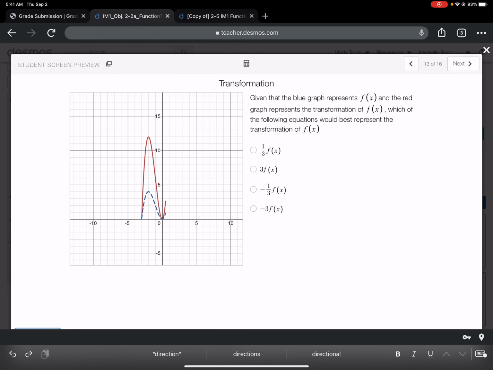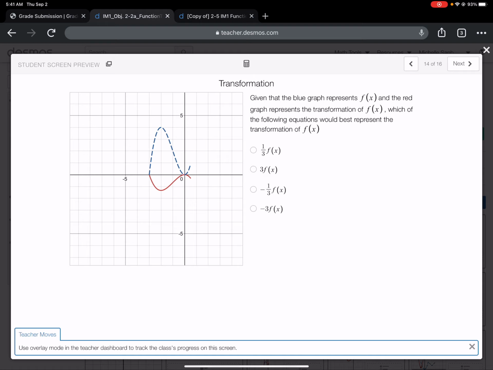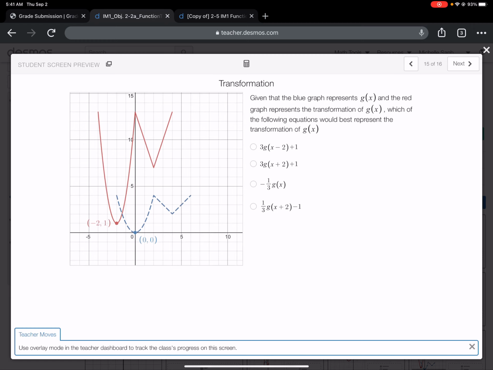Okay, the blue graph represents f of x, the red graph represents the transformation. So my new graph, my red graph, got skinnier, and it is opening in the same direction, so that's just 3. This one is wider, and it opened upside down. So wider would be a fraction that's smaller than 1, and it would be negative because it opened in the opposite direction.